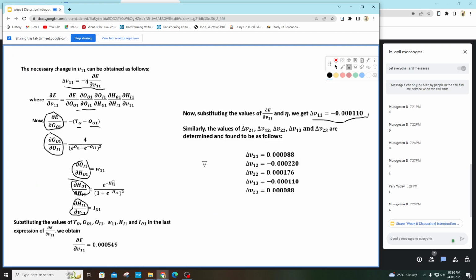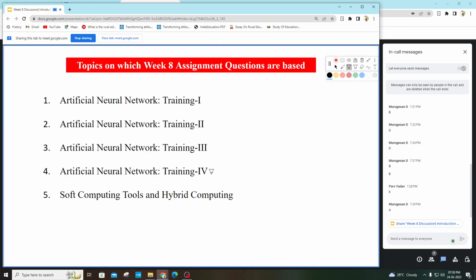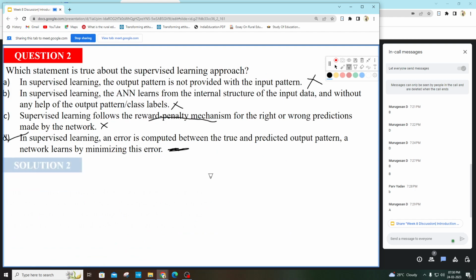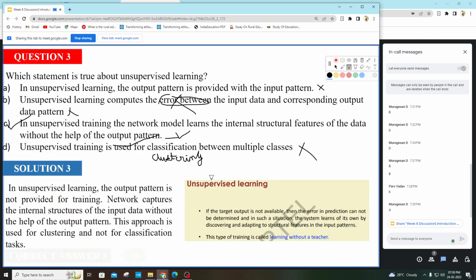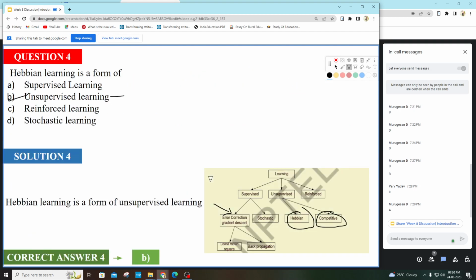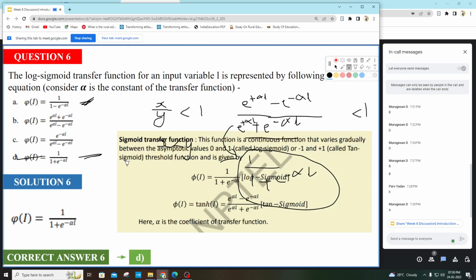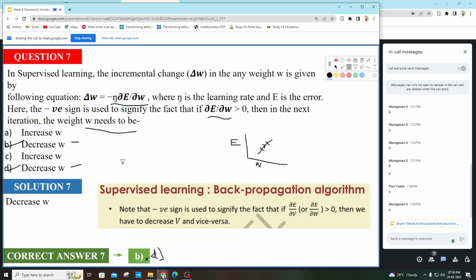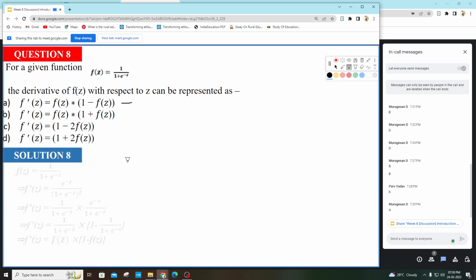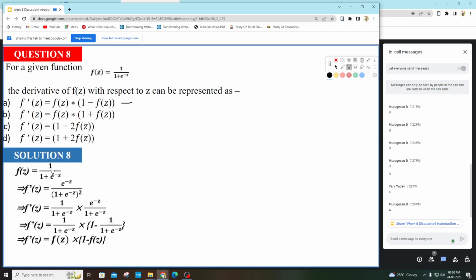That is how a question would be asked in your exam, like differentiation. You would not be asked a big question, but you will be asked a small question from that, like differentiation and so on. So differentiation is very easy.